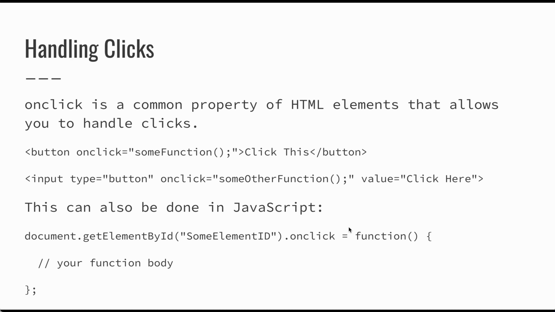You can do this a couple of different ways. You can also use an input element, which has the same onClick attribute that will set some other function to respond whenever someone clicks that button. You can also do it in JavaScript. If you want to set the onClick handler, you can use document.getElementById, retrieve that particular element by its ID, and then set the onClick handler to some new function that you can declare inline. There's a lot more you can do with that, and we're going to explore some of these capabilities as this class goes on.